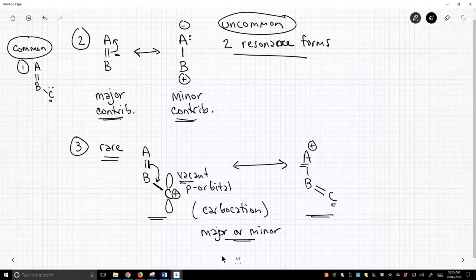Probably it seems kind of weird talking about vacant orbitals, because most things have a full octet and don't have vacant orbitals, at least in their valence shell. But it's somewhat common, and we will encounter it at times. So this completes our picture of the different scenarios in which we will encounter resonance.